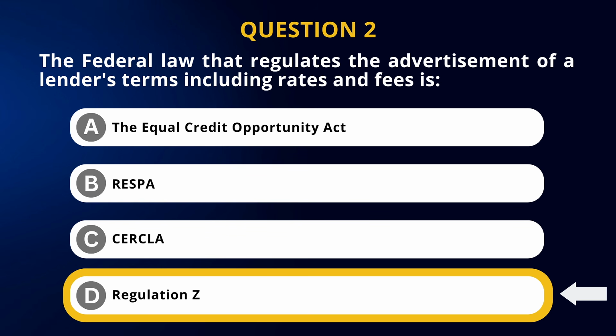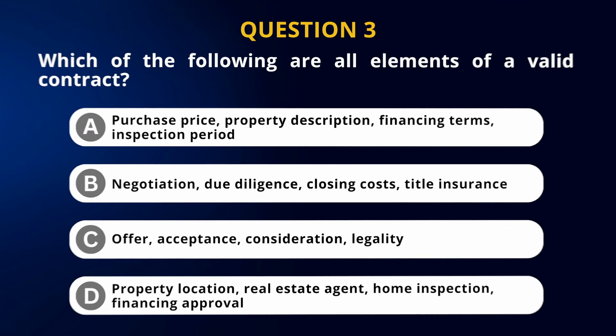Now, the federal law that regulates advertisements of lenders and their terms, including rates and fees, is all day long Regulation Z, which is also known as the Truth in Lending Act. So that's something else you do want to know, that Regulation Z is also referred to as TILA, or the Truth in Lending Act. Question number 3.